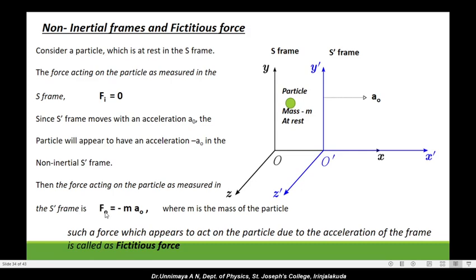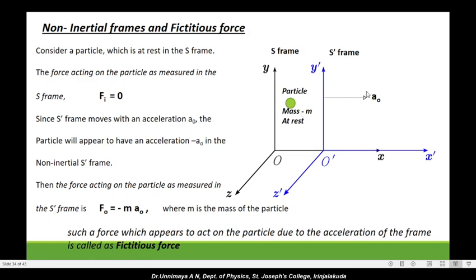That is the force acting on the particle in the S prime frame. Fo is equal to minus ma0, where m is the mass of the particle. So this force is not actually acting on this particle.